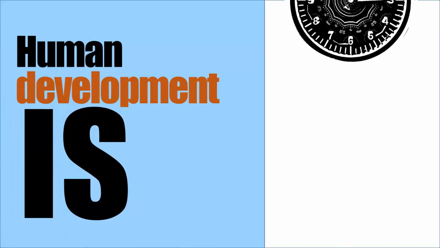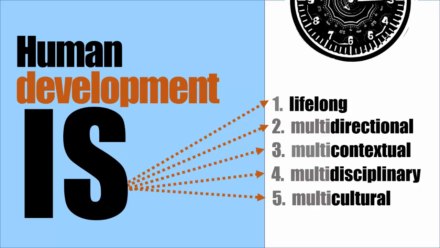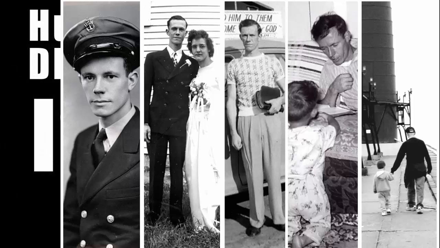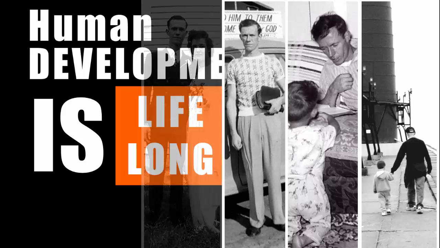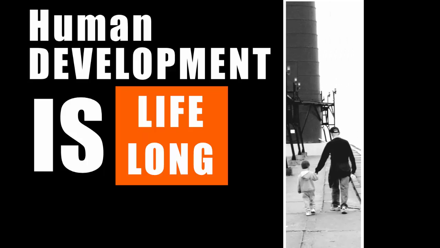In our study of the lifespan, we see that development is lifelong, multidirectional, multicontextual, multidisciplinary, multicultural, and plastic. First, let's look at the characteristic that is easiest to explain. Human development is lifelong. At one time, psychologists believed that most of development occurred during infancy, childhood, and adolescence. We now know that development continues throughout the entire lifespan. We change physically, cognitively, emotionally, socially, and spiritually until the day we die. That is why we say development is lifelong.